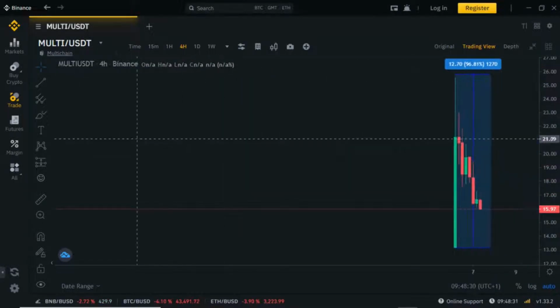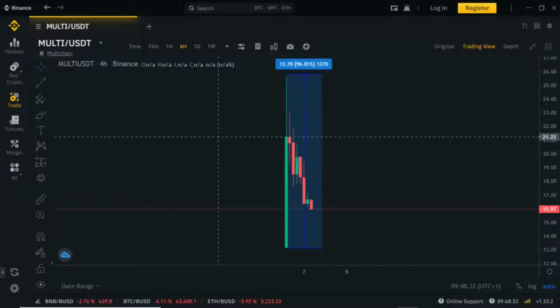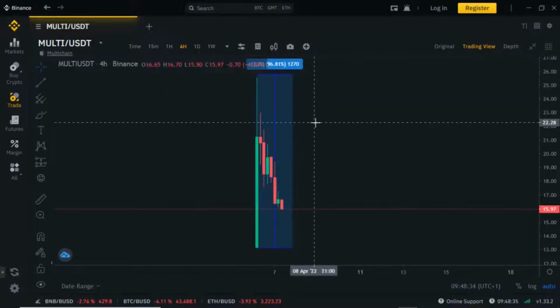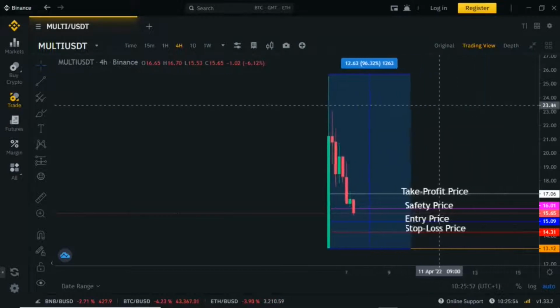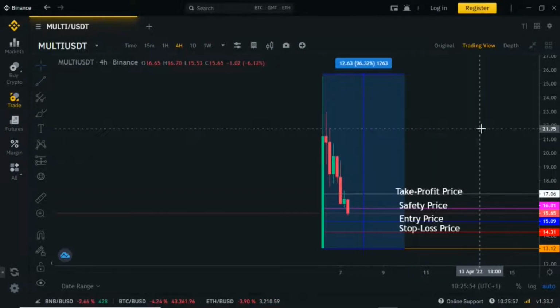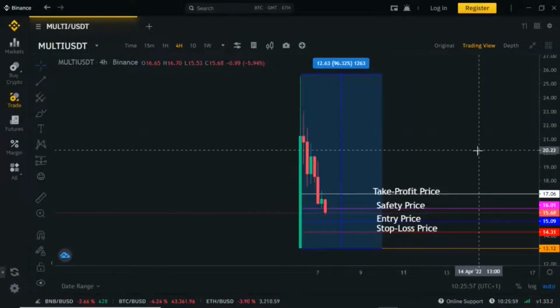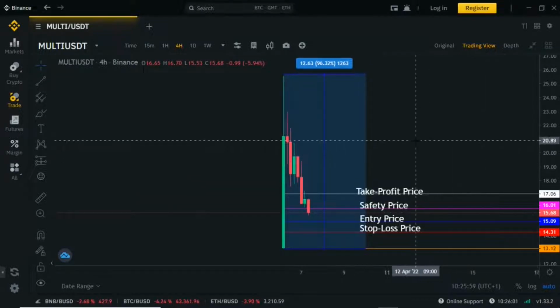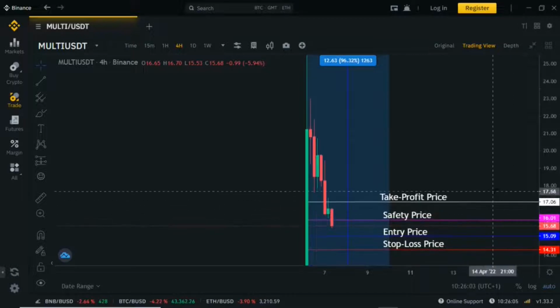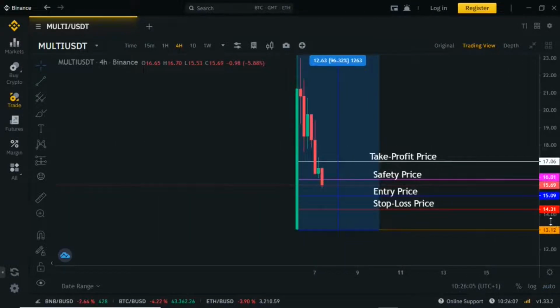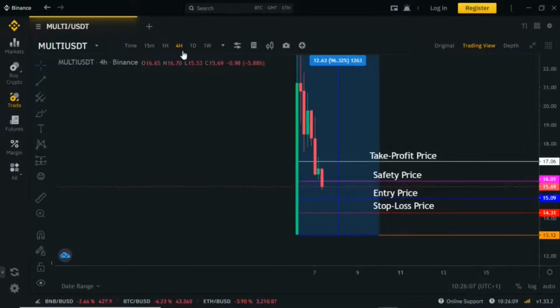Okay, now that we've identified the most current bullish trend section of the MultiUSDT cryptocurrency pair on a candlestick price chart, it's time to plan out your trade entry, stop loss, and take profit prices on a candlestick price chart data of the MultiUSDT cryptocurrency pair. For example, let's mark out your trade entry, stop loss, and take profit prices on a 4-hour candlestick price chart data of the MultiUSDT cryptocurrency pair step by step.